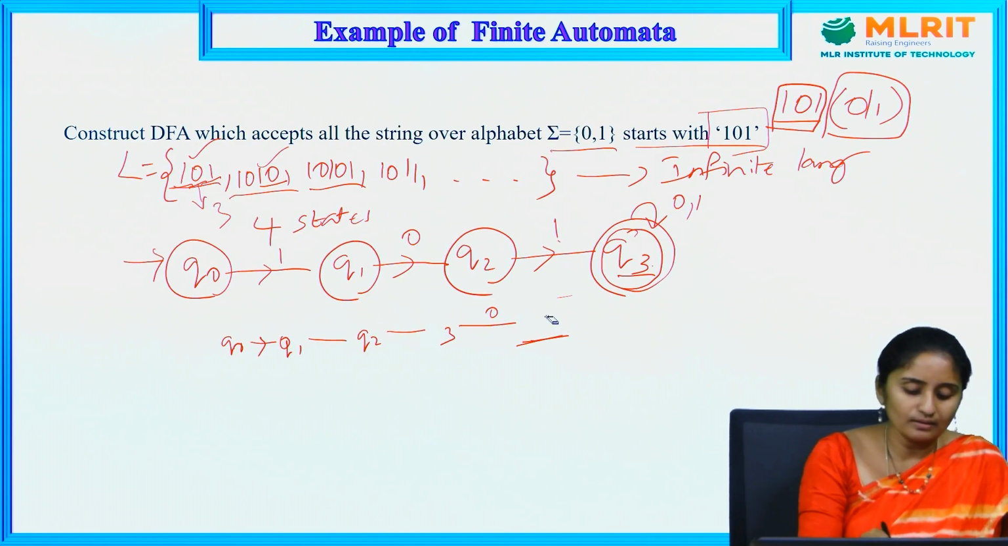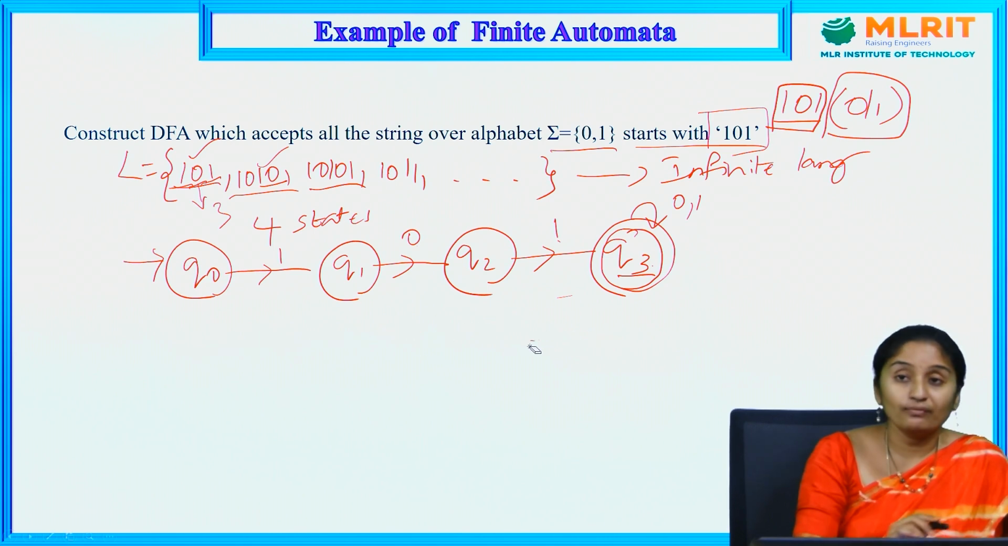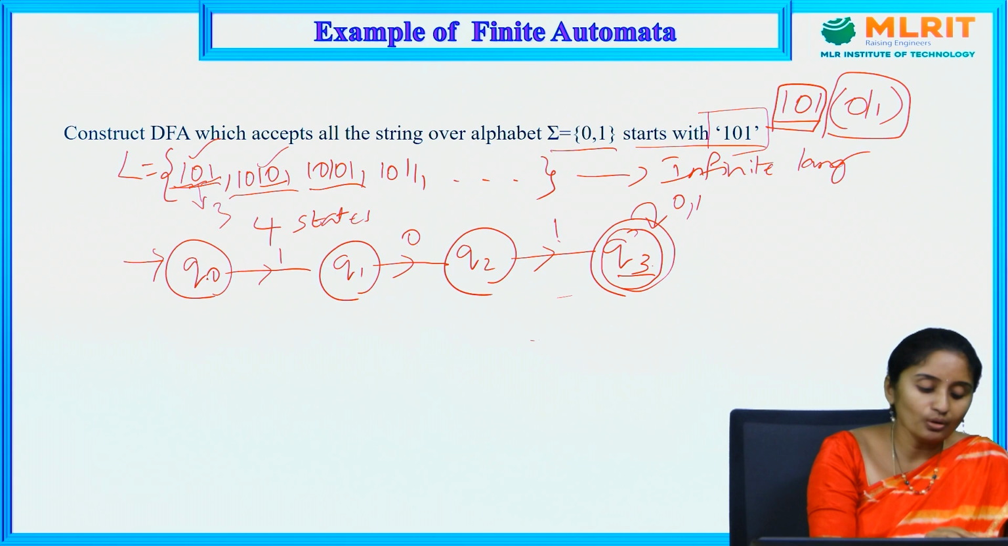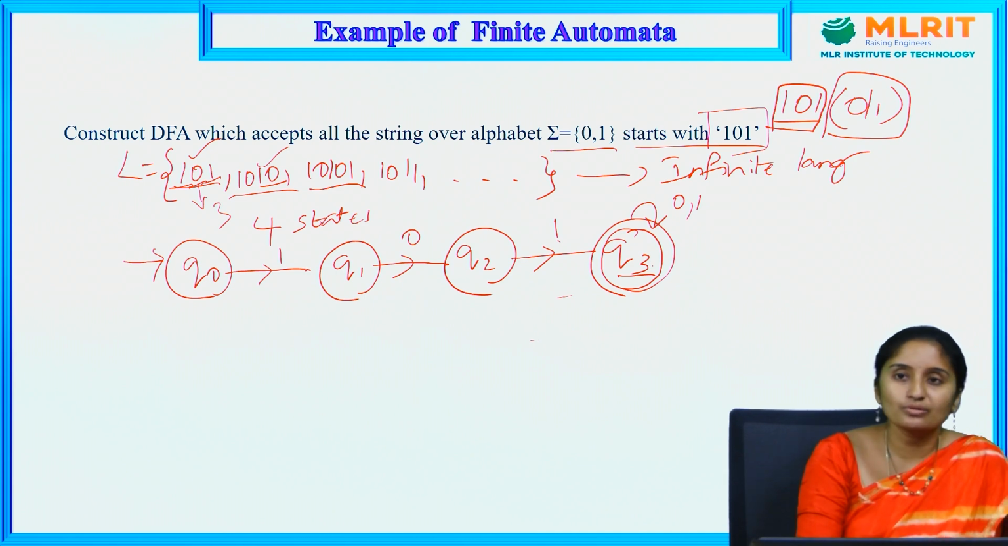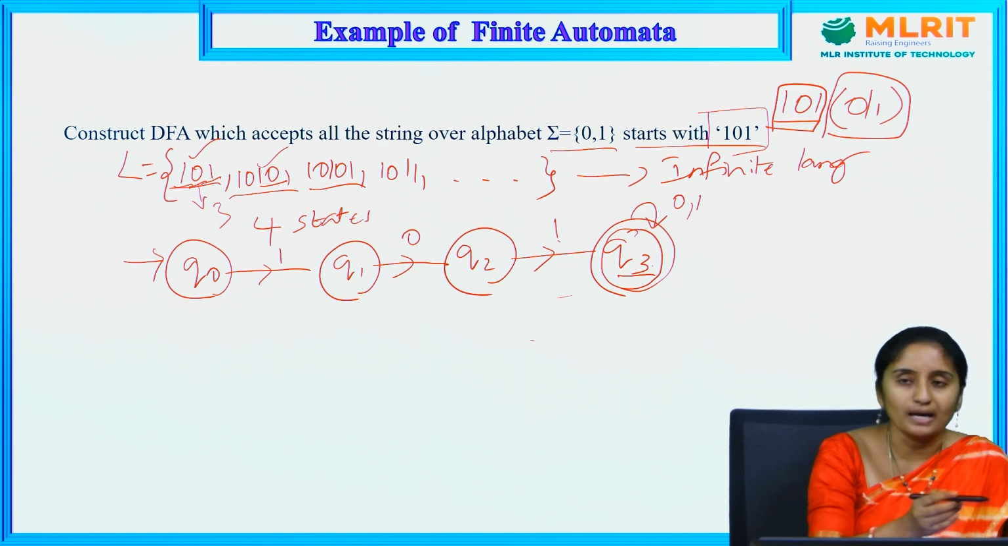So see here, check whether the diagram is a DFA. No, the diagram is not a DFA. See here, Q0 is having one transition, but there is no 0 transition. Q1 is having 0, but there is no 1 input. Q2 is having 1, but there is no input for 0. So we need to make this diagram a DFA.